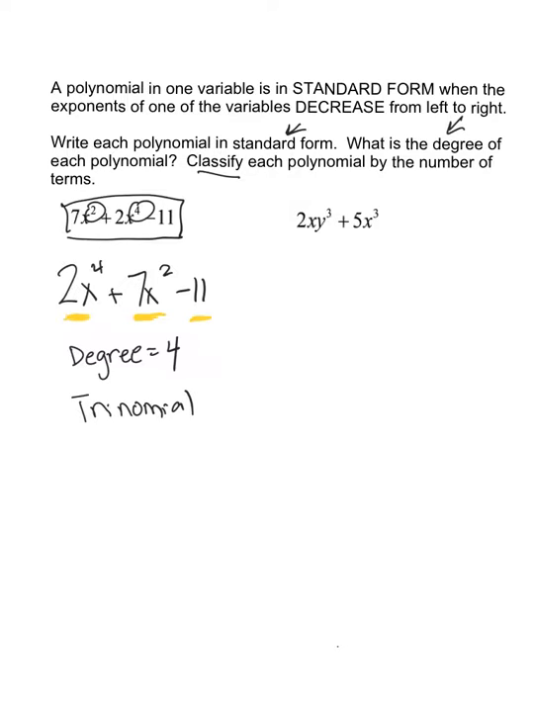All right. This one, what variable is in more terms than any of the others? Okay, hopefully you said the x, because the x is in both of them. So you're going to write it in standard form, decreasing from the x. So do this one on your own. Pause. Please pause.